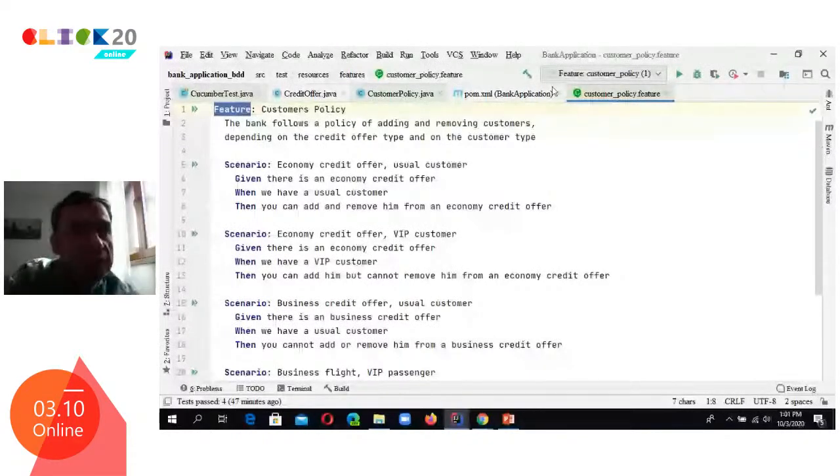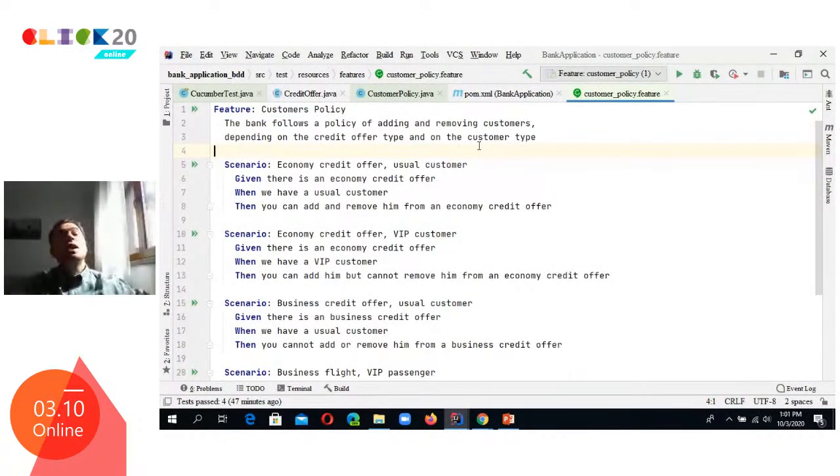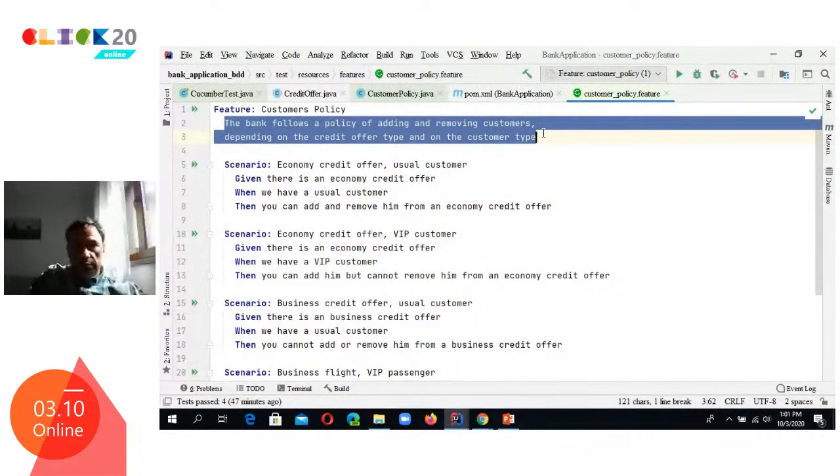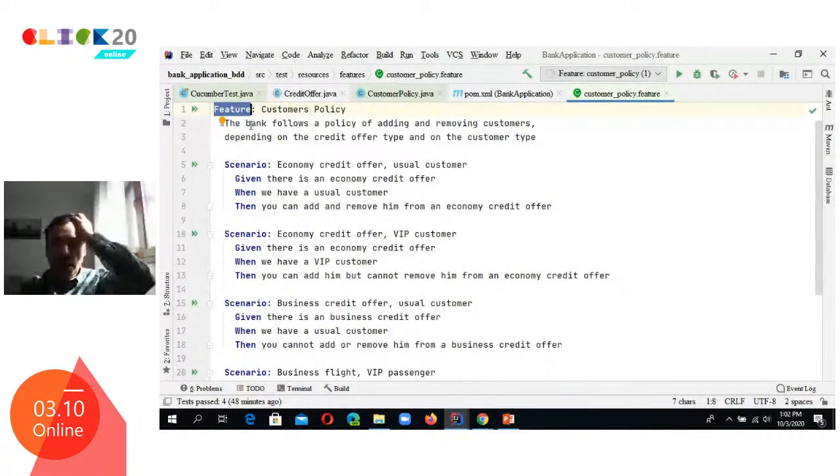We provide the name of this feature, say customer's policy, and some description of what this customer's policy means. So say the bank follows a policy of adding and removing customers depending on the credit offer type and on the customer type. So you see at a glance what you're expecting from this feature. You will see, yes, we are doing something with the policy. And you will immediately read this, and this may even be a part of the documentation. Somebody is joining the project or some stakeholder is interested in some features. What is this feature doing? You find here immediately the documentation. Okay, how do we decide that this feature is really working fine?